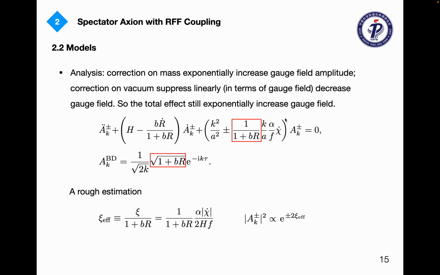So if we put those two effects together, we will find firstly the effective mass will be enhanced, but it also will bring an overall factor due to the correction to the BD vacuum. However, the suppression from the BD vacuum is roughly polynomial, or say it's a square root, but the enhancement effect is exponential. So our total effect is still an exponential enhancement of the particle production.